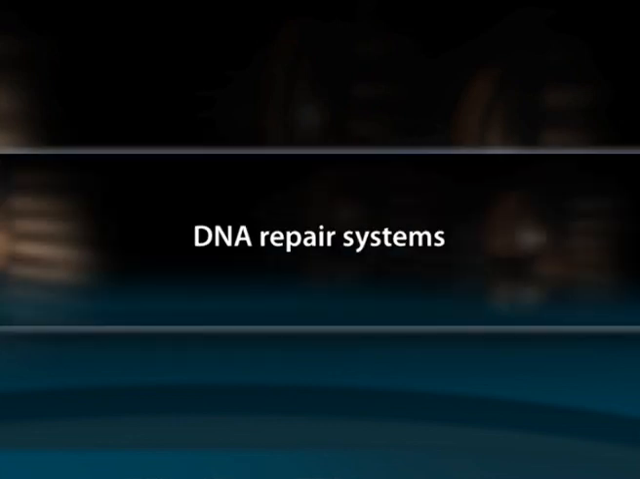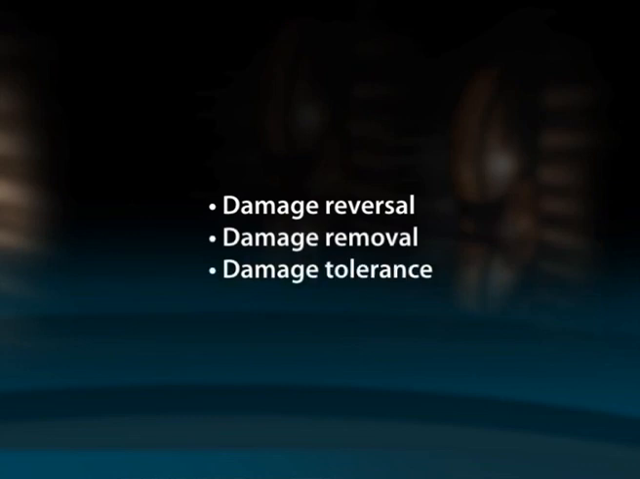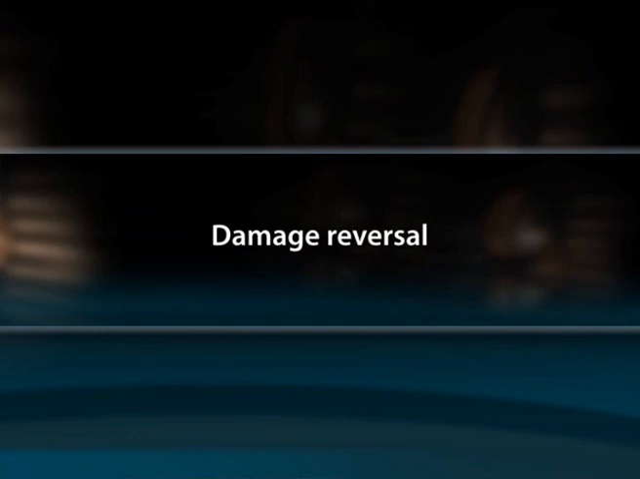DNA repair systems. DNA damage occurs spontaneously and as a result of ubiquitous environmental agents. Most organisms possess some capacity to repair the DNA, and DNA is the only macromolecule which is repaired by cells. The repair mechanisms are divided into three categories: damage reversal, damage removal, and damage tolerance. Damage reversal.